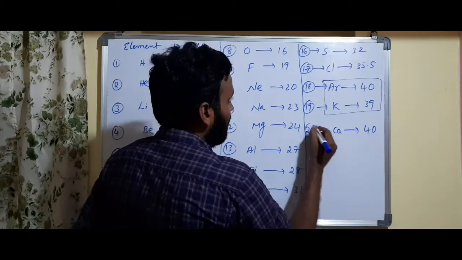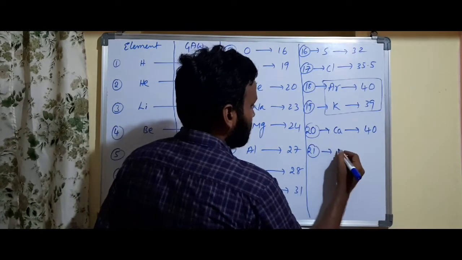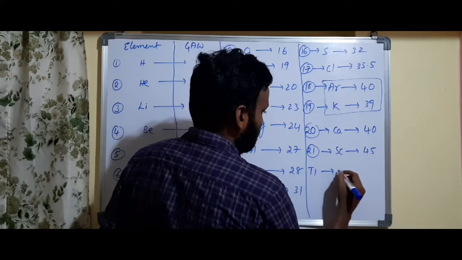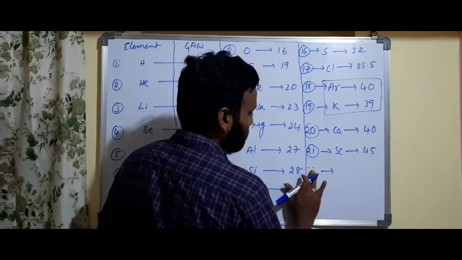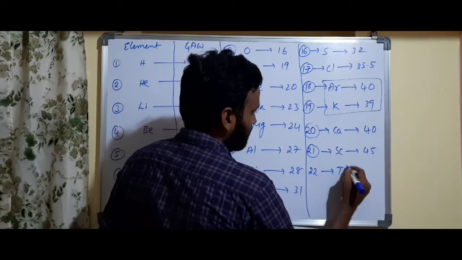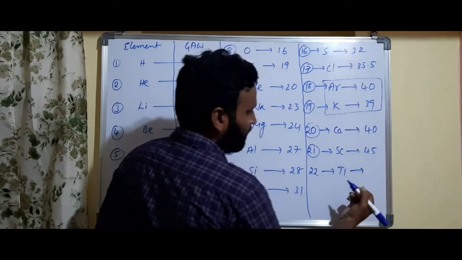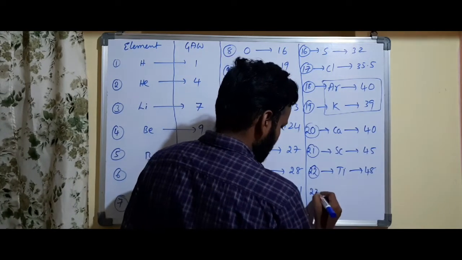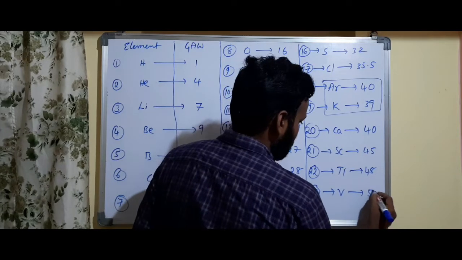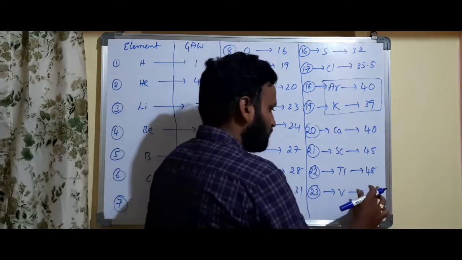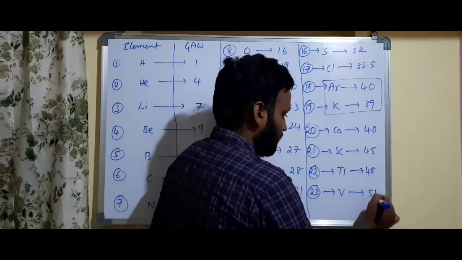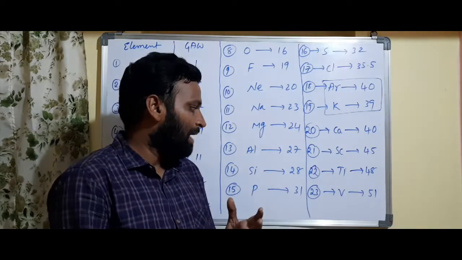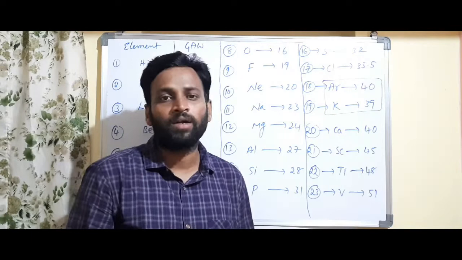So 20 we discussed here, and next 21 is scandium. Scandium is 45, and then titanium. Oh, titanium here I am. 22: calcium, scandium, titanium, vanadium. It's 48, and 22 and 23, titanium and vanadium, it's 52, 51 something. So you can write 51 like this, 51 vanadium. Remaining also you can write after vanadium: chromium, manganese, iron, cobalt, nickel, copper, zinc.